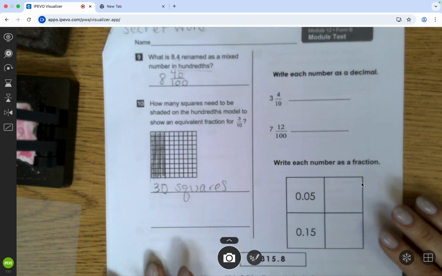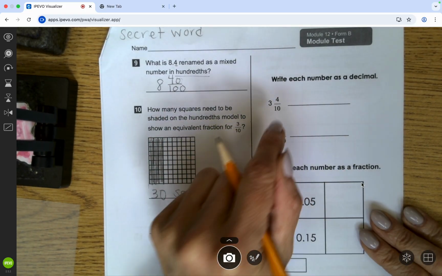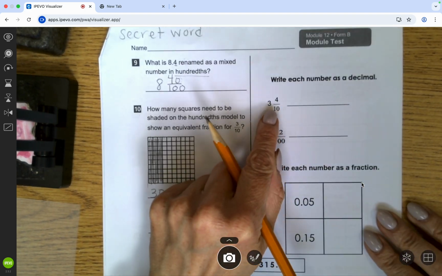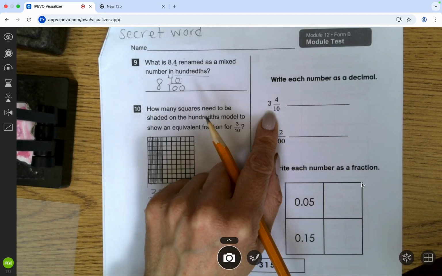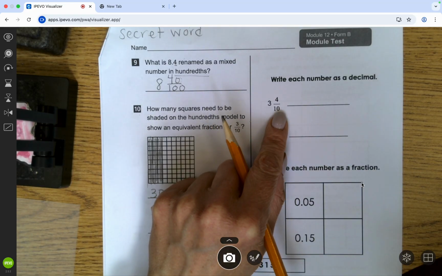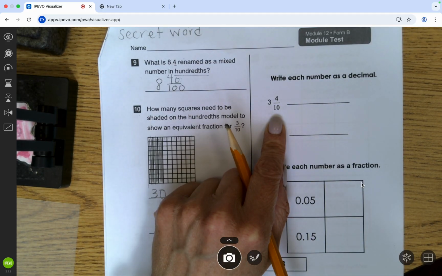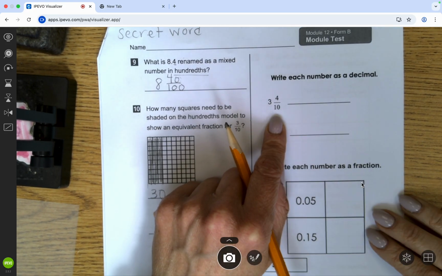Write each number as a decimal. So we have 2 mixed numbers here. Let's look at the first one. We want to see what our whole is. What is the whole number here? 3 4/10. What is my whole number, Mel? Do you know? What's the whole number? The whole number is 4. What?